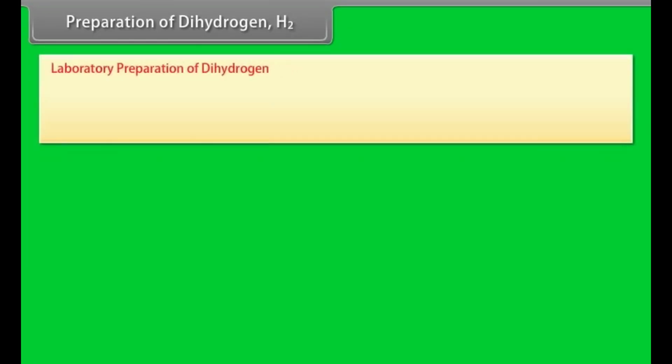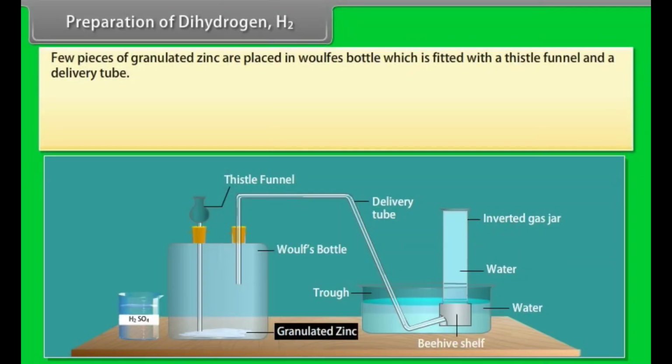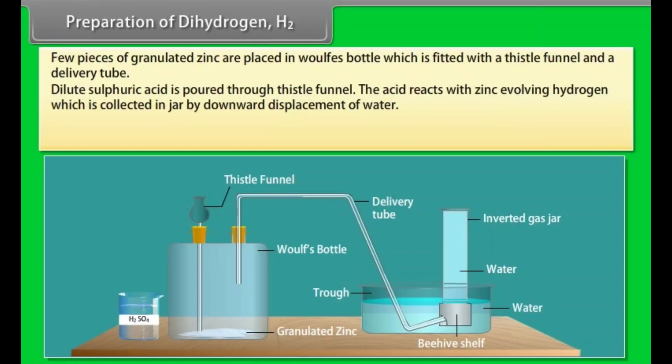Preparation of dihydrogen, H2. Laboratory preparation of dihydrogen. In the laboratory, hydrogen is generally prepared by the action of dilute mineral acids on metals such as granulated zinc. A few pieces of granulated zinc are placed in Woulfe's bottle, which is fitted with a thistle funnel and a delivery tube. Dilute sulfuric acid is poured through the thistle funnel.